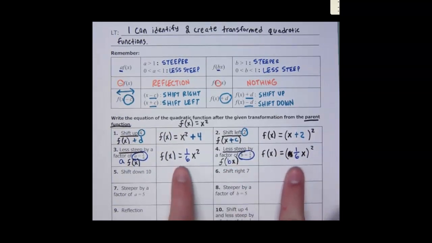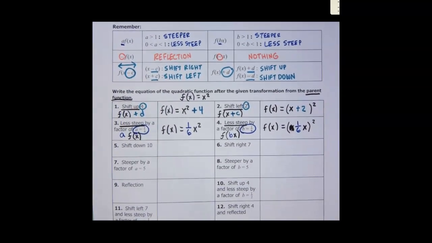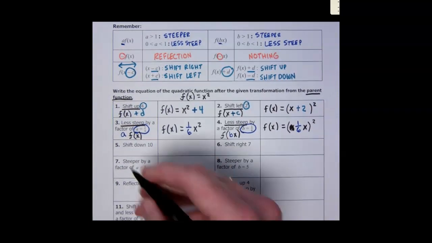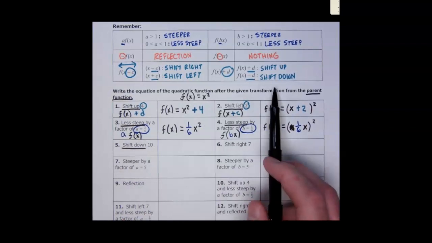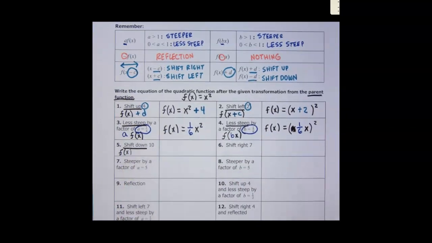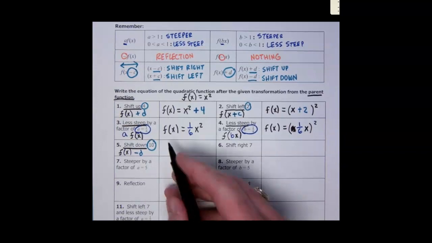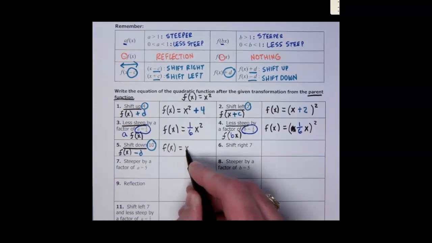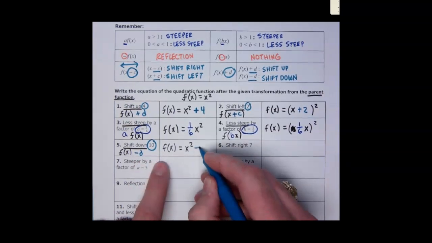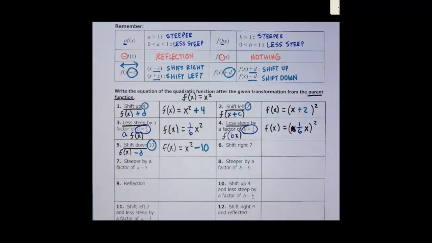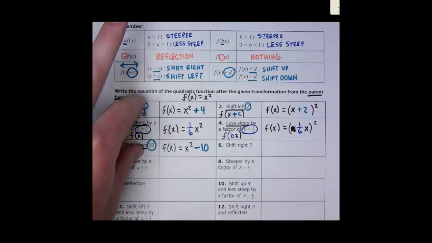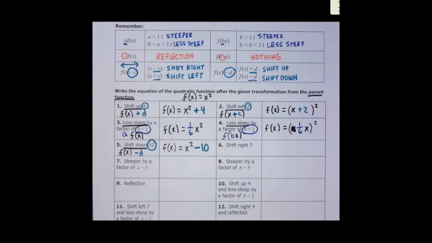Okay, so it's very similar to what I just wrote over here, except this one, the 1/6 is inside the parentheses. This one is outside. Okay, those are very similar. Now, number 5, it says a shift down 10. So I'm going to go up here and look. Okay, f of x, it looks like I need to do minus d, which my d is 10. So just like I did up here, I'm going to have f of x equals x squared. And then this time, since it's down, I'm going to do minus 10. Okay? 1 and 5 are very similar. I just did a shift up or a shift down.